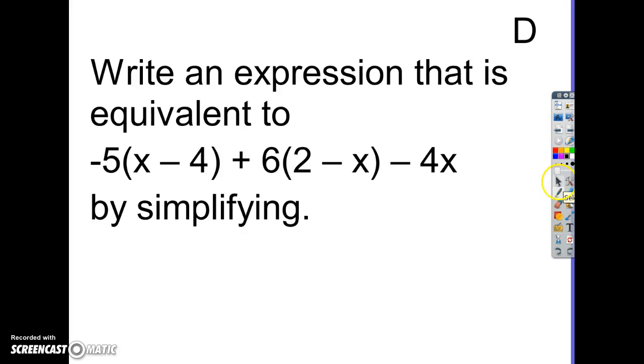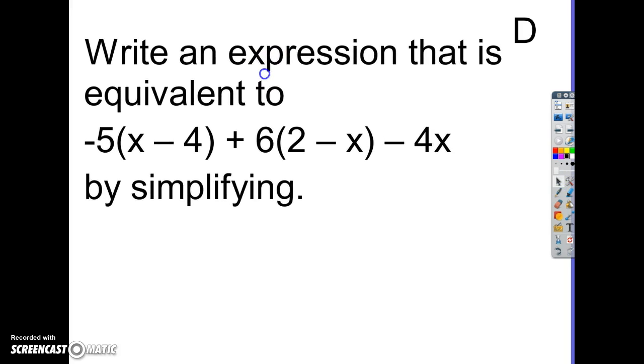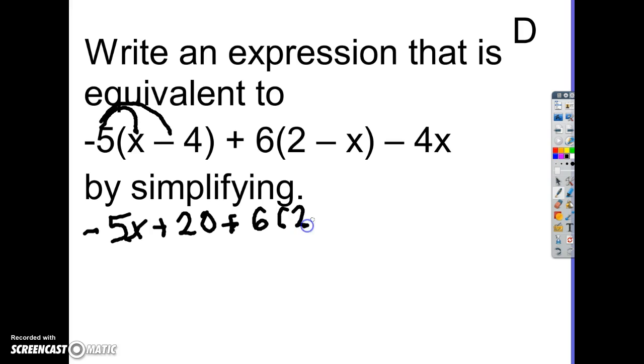See? We're writing an expression that's equivalent to the one on the screen, and we do that by simplifying. So we will have a -5x because we will be multiplying -5 and x. We will have a 20 because we will be multiplying -5 by -4, and those two negatives make it positive, and 5 times 4 is 20. And then we'll copy the rest of the equation. We're going to write the rest of this equation all over again.